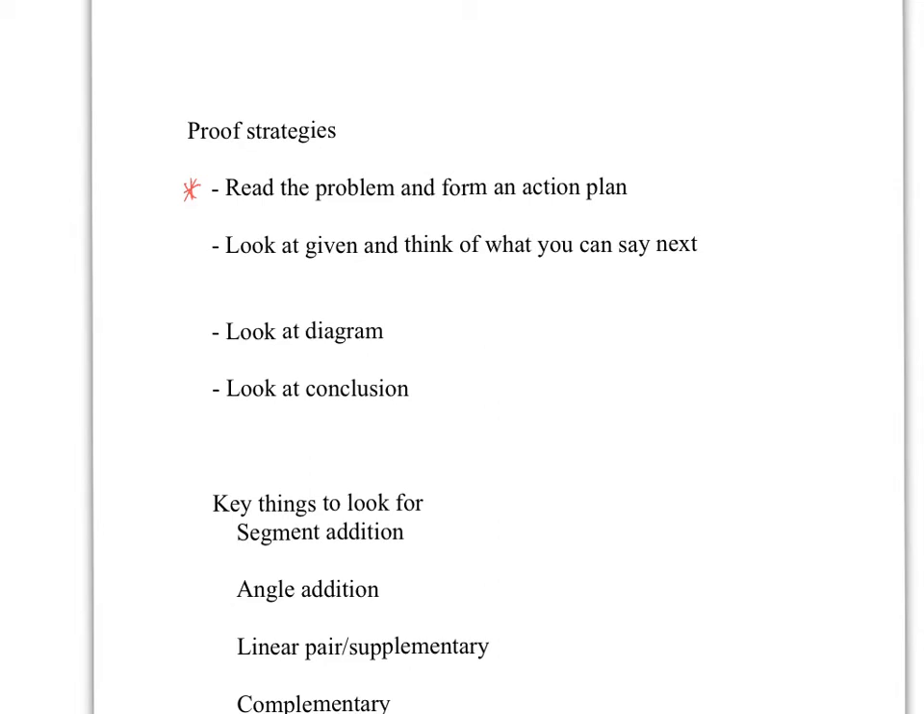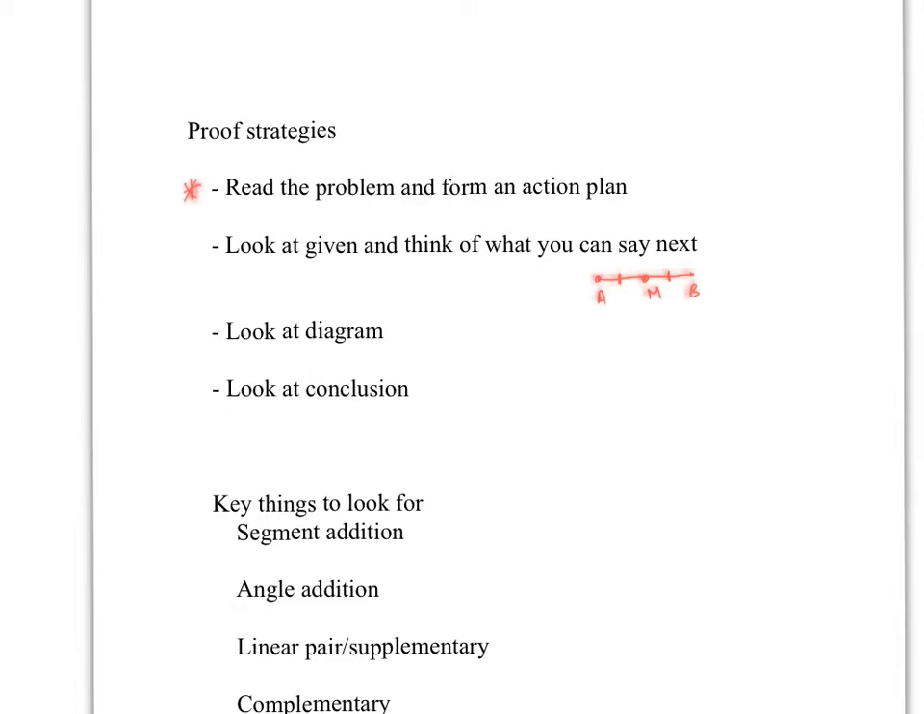Next, you look at the given. If you're told something is a midpoint, so if I'm given that, suppose I have segment AB, and I'm told that this is a midpoint, well, right away I can say from that given that AM will be congruent to BM. So those two segments would be congruent. So take a look at what the given says, and then decide what you can say right after that.